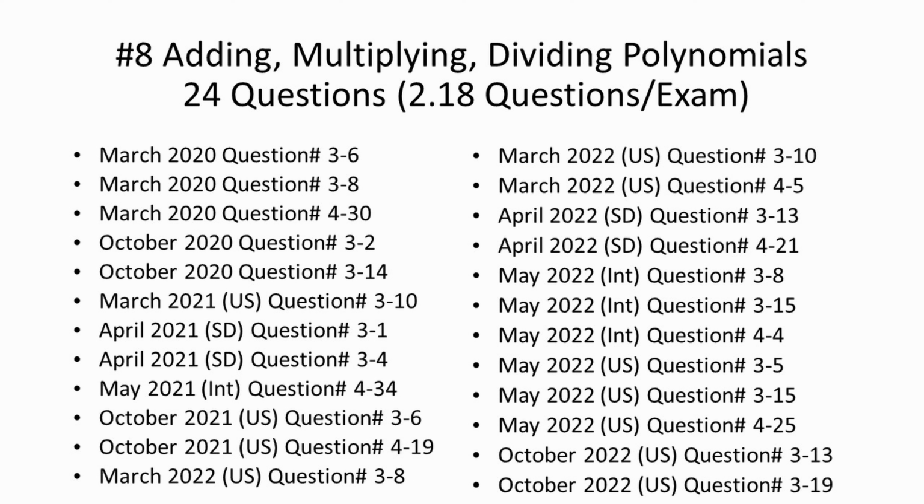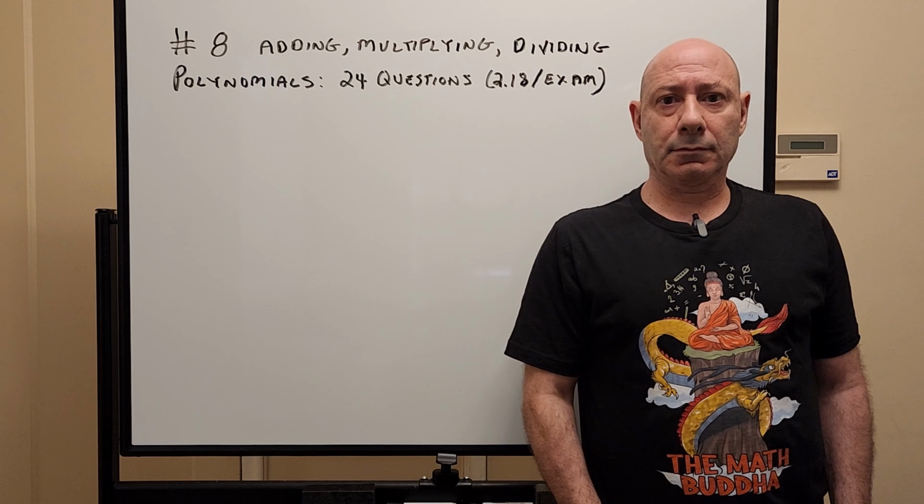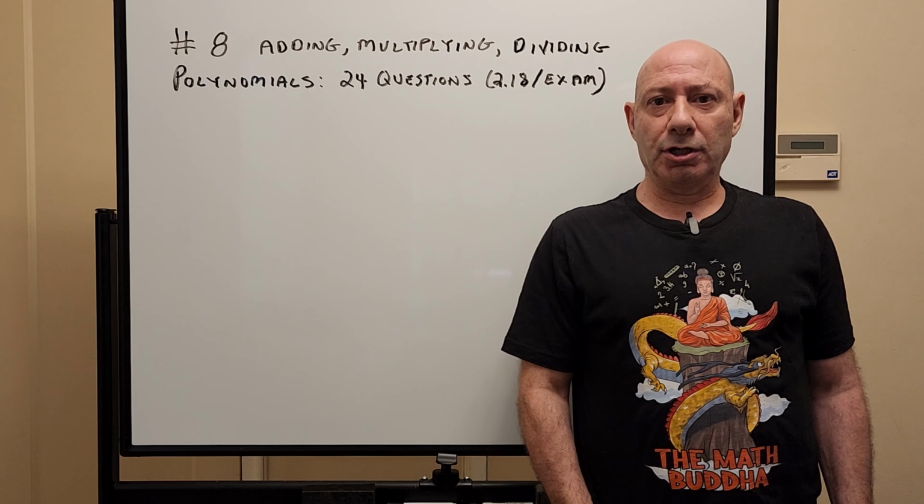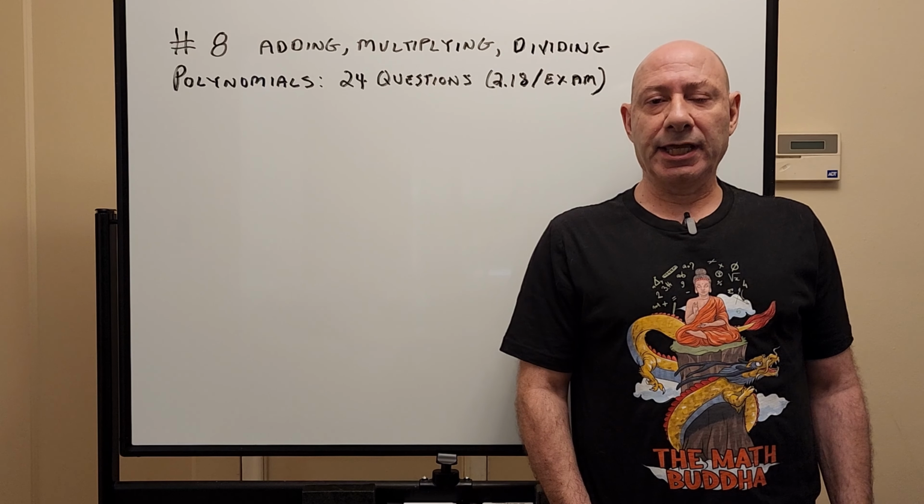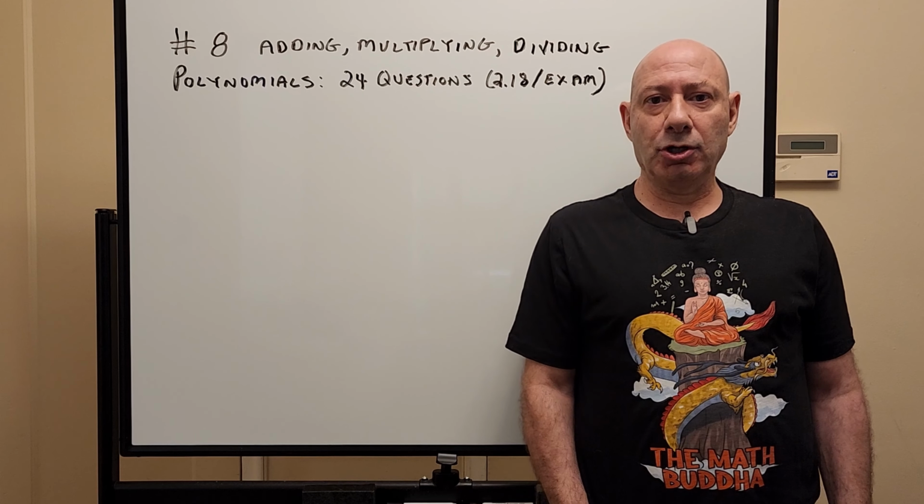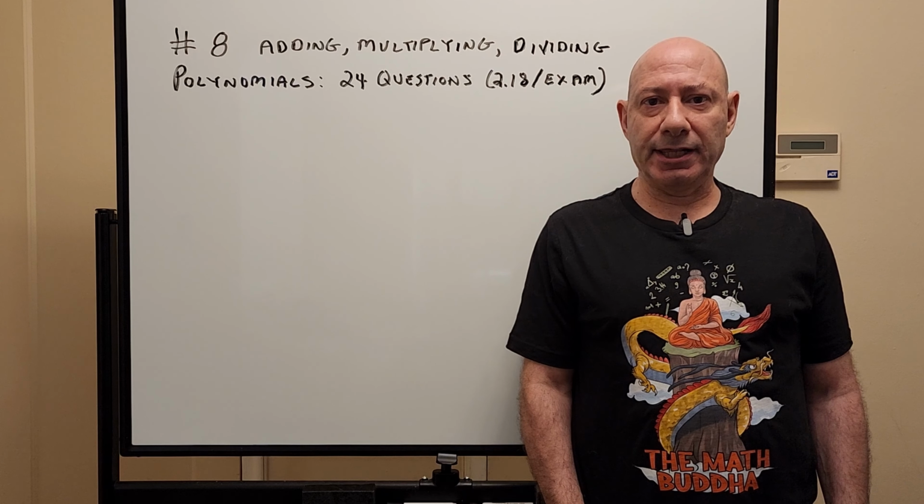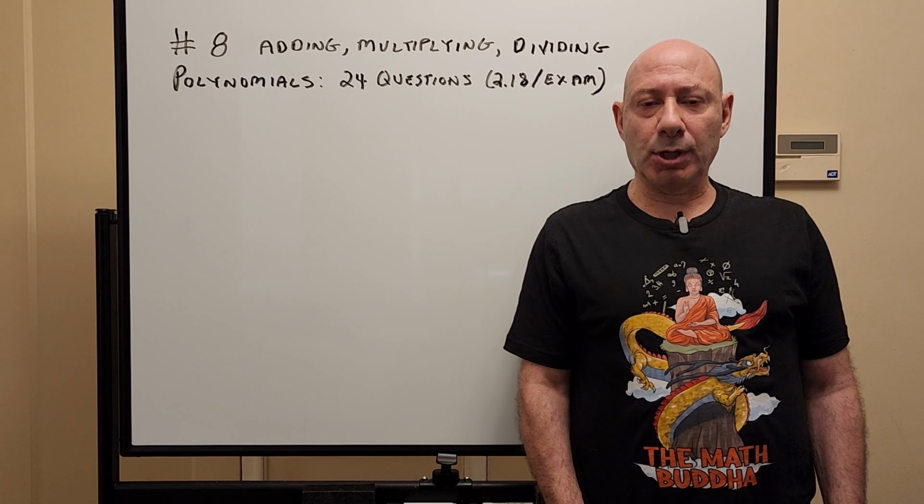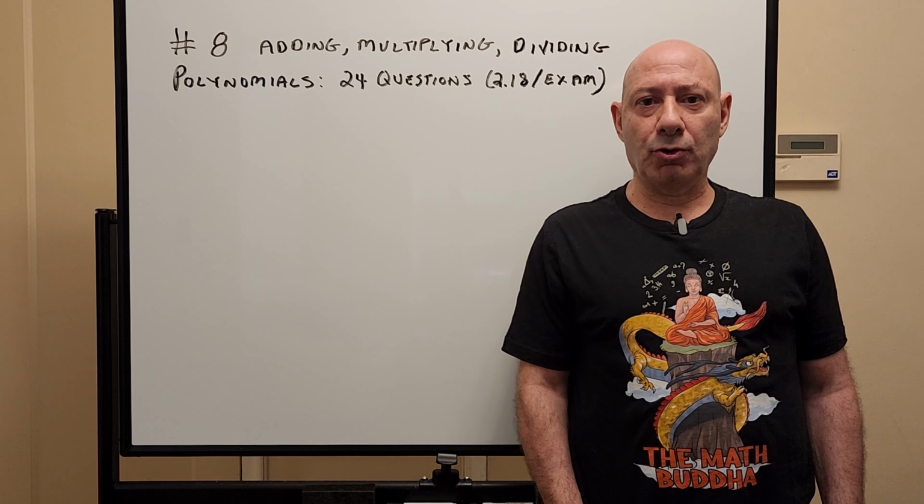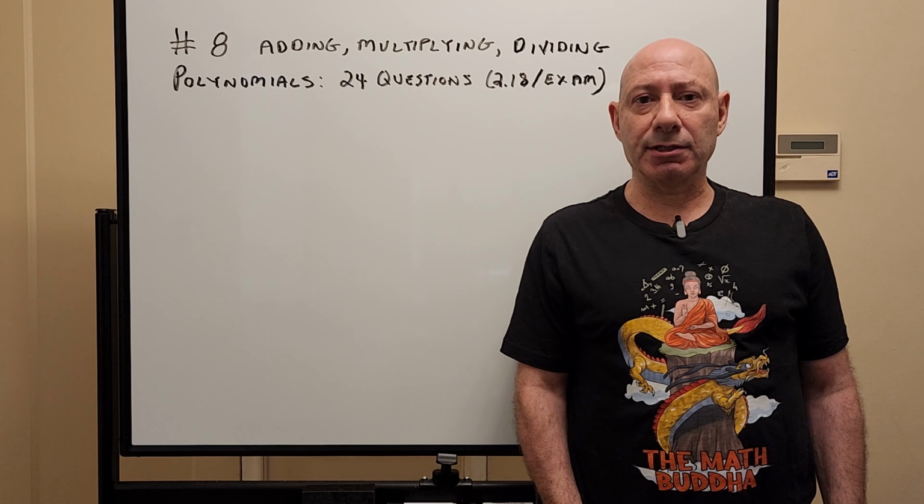At number 8, we are adding, multiplying, and dividing polynomials. 24 SAT questions or 2.18 questions per exam. For the questions on this list, you're going to be given a pair of polynomials in one variable or two, and you're going to have to add them together or multiply them together. Now, the division problems are simple reductions. You don't have to apply any division algorithms.